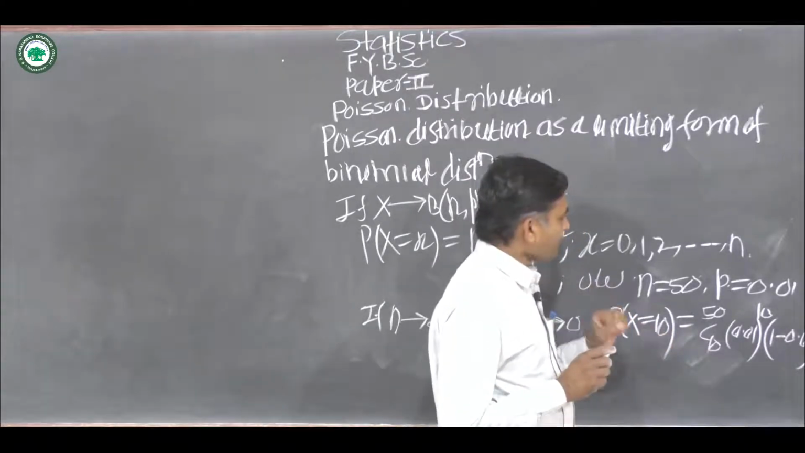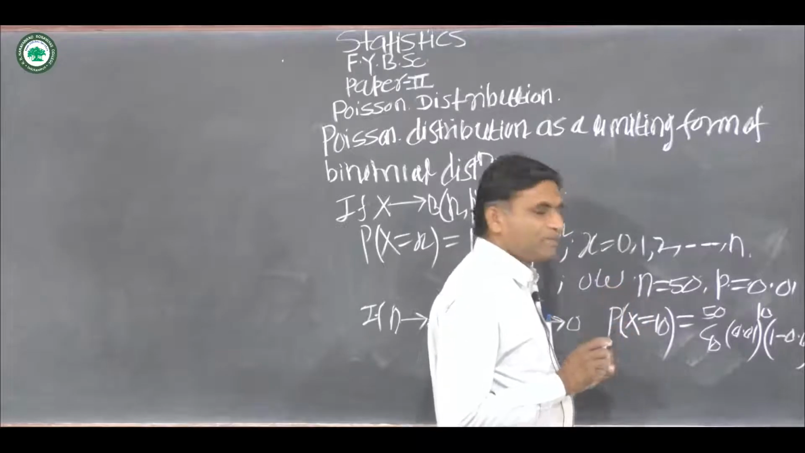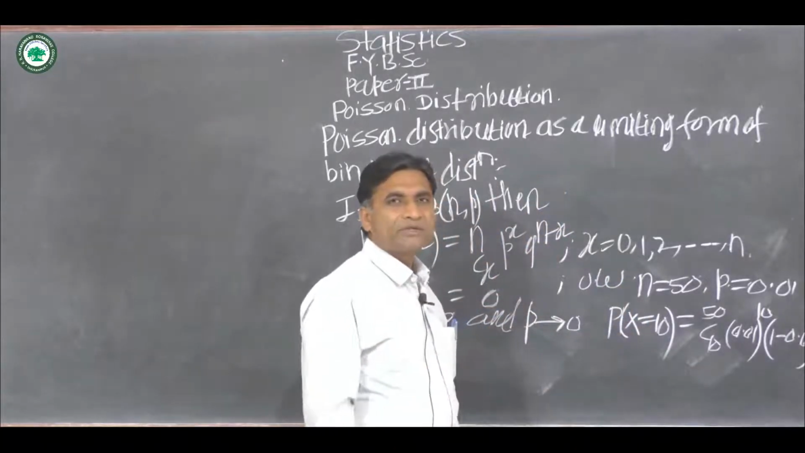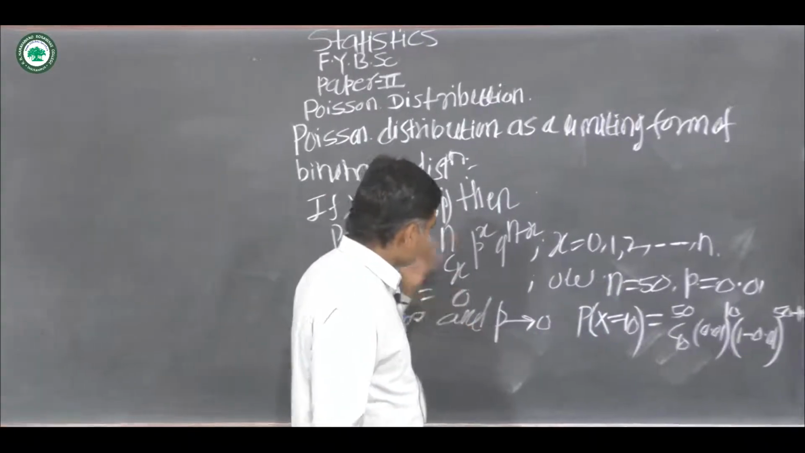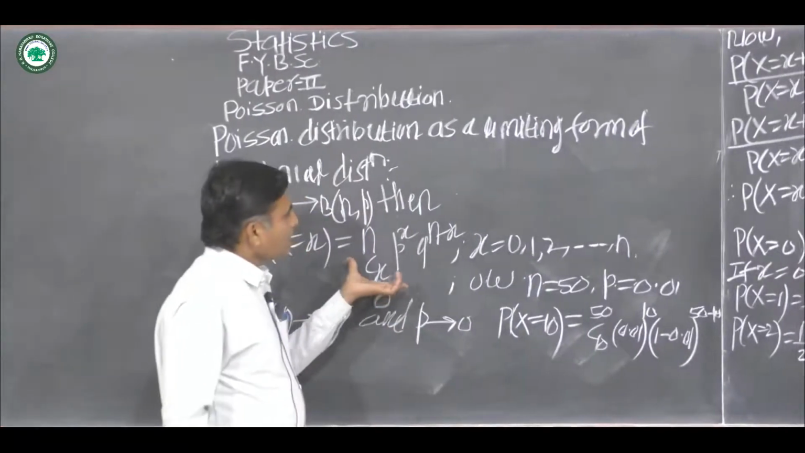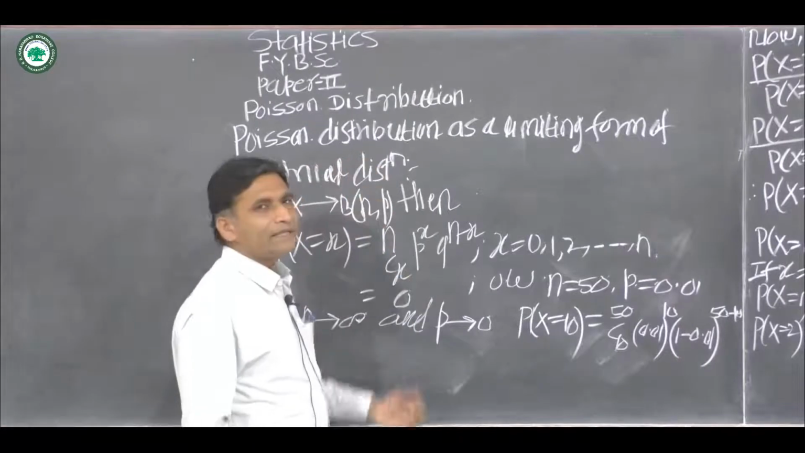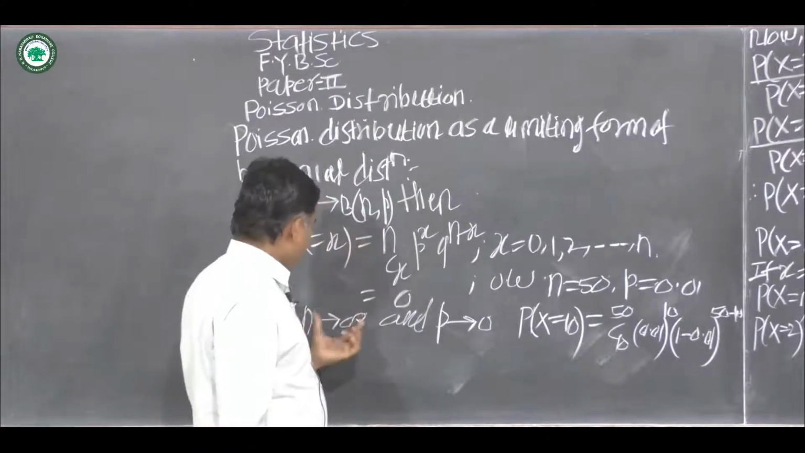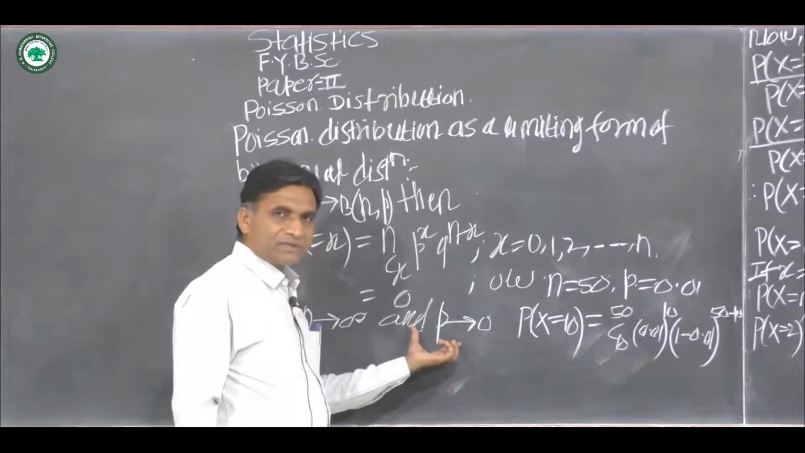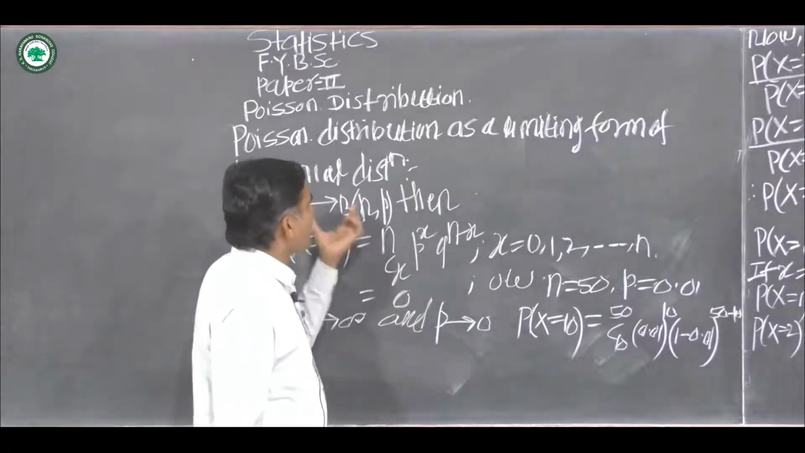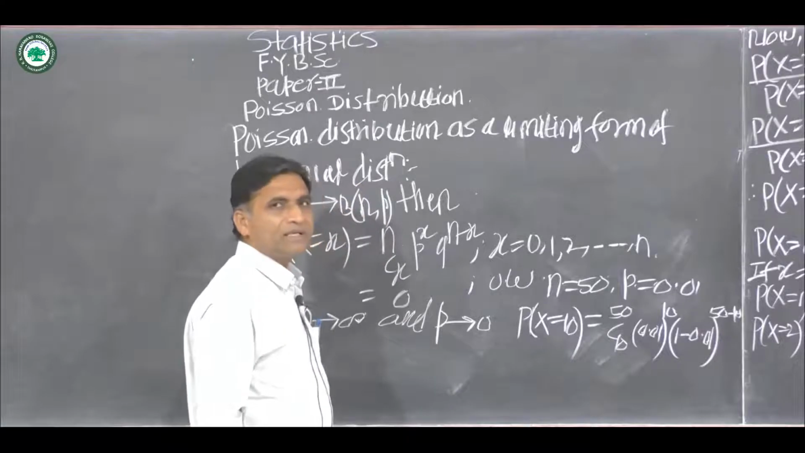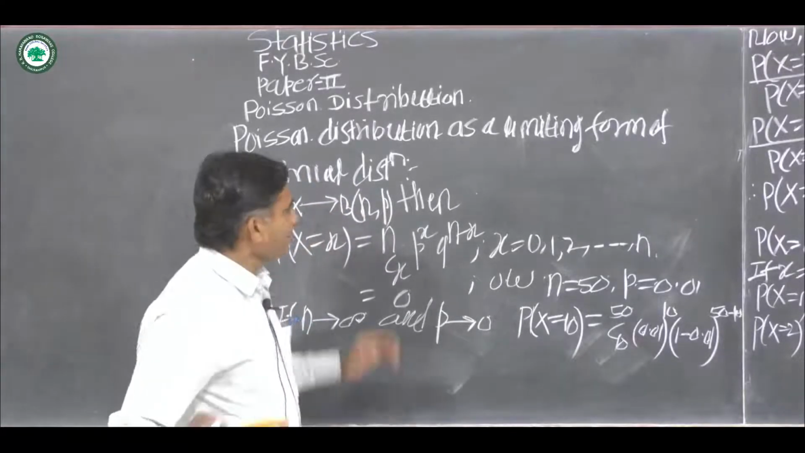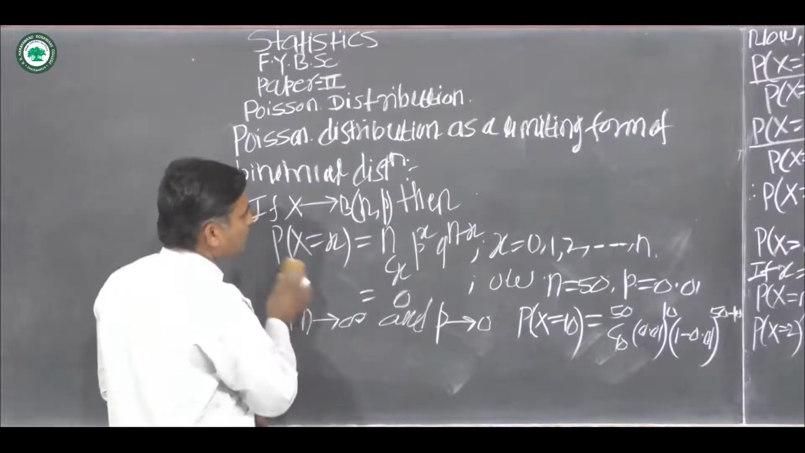Now to overcome these difficulties, the French mathematician Poisson used the limiting case of the binomial distribution. If n tends to infinity and p tends to 0, in that case the binomial distribution tends to the Poisson distribution. Now we see this result and prove it.